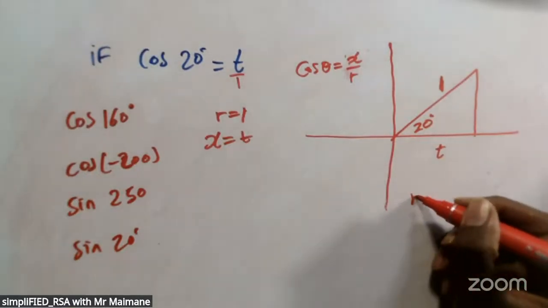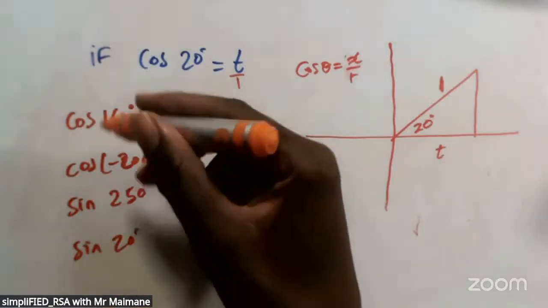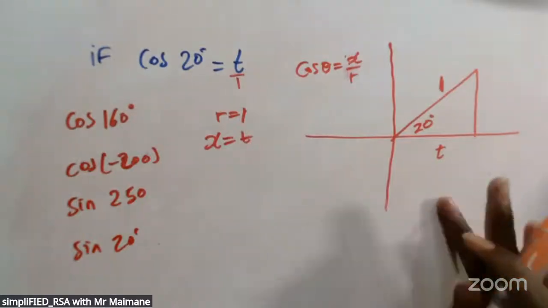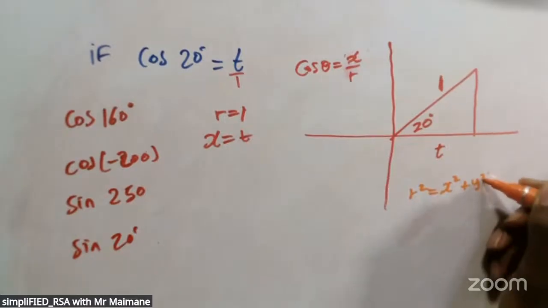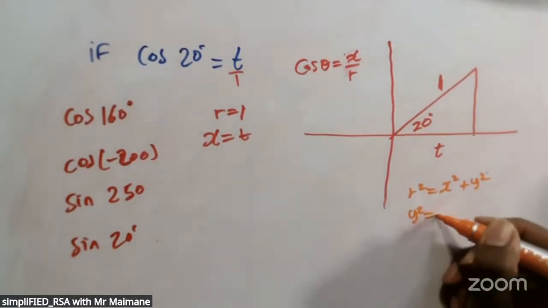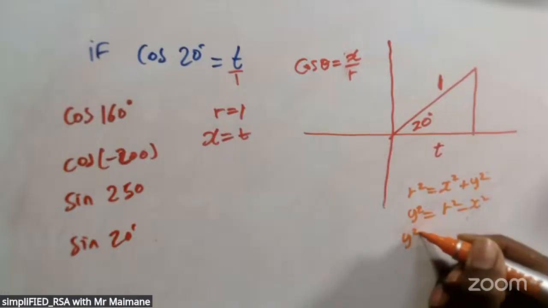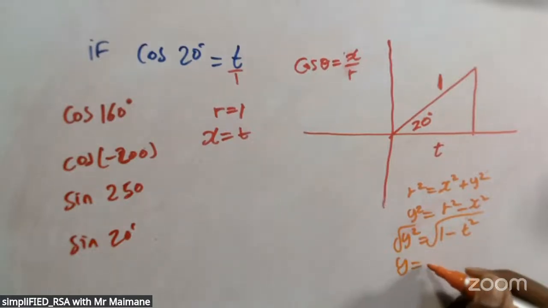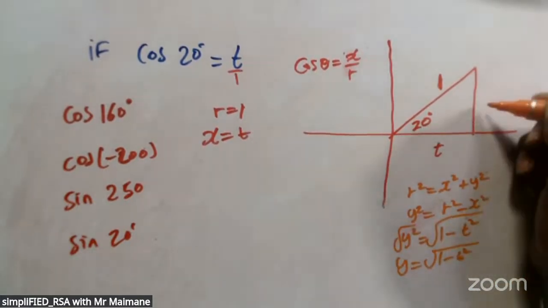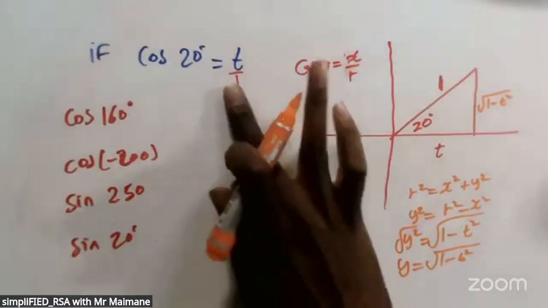Now, to continue from here, we can calculate the value of y before we complete, because we may need our y from this. Therefore, r squared is equal to x squared plus y squared. Therefore, y squared will be r squared minus x squared. Therefore, y squared is going to be 1 minus t squared, so y is the square root of 1 minus t squared. But we are not done.